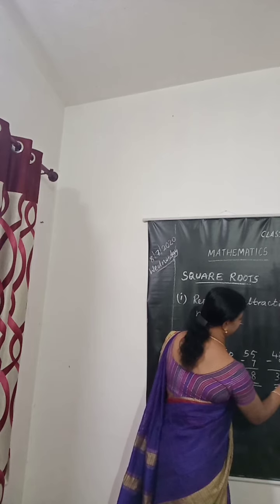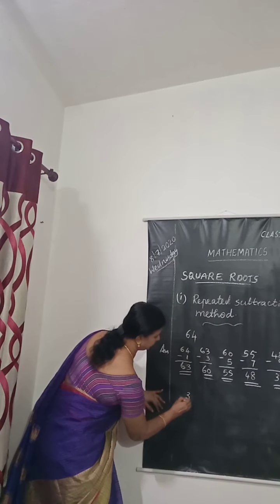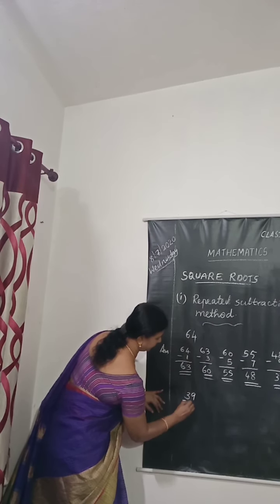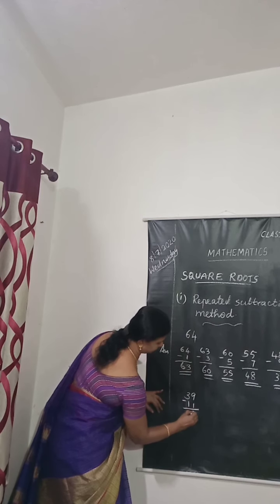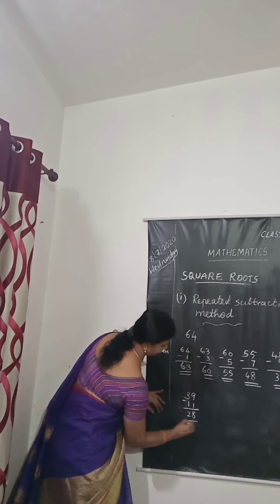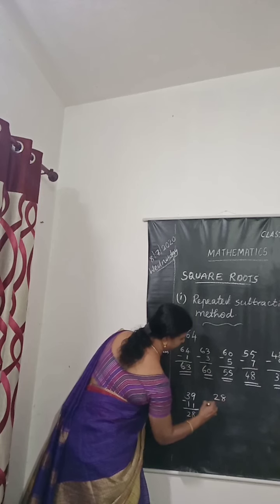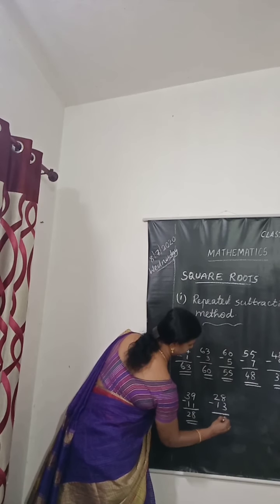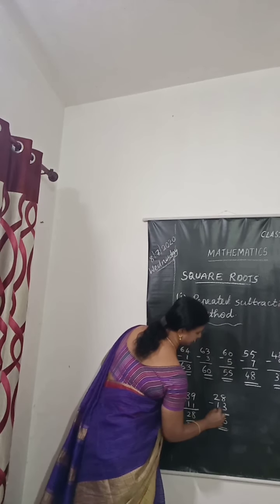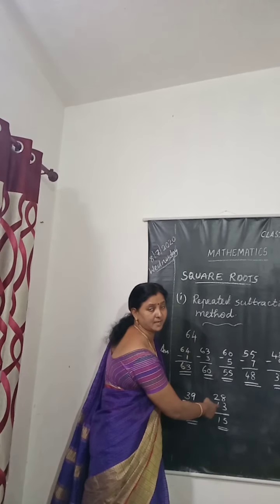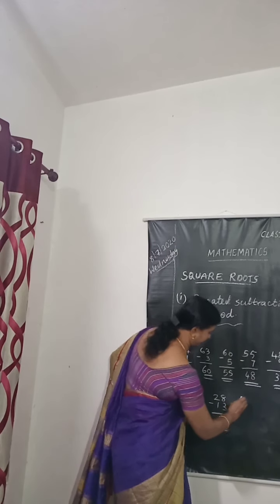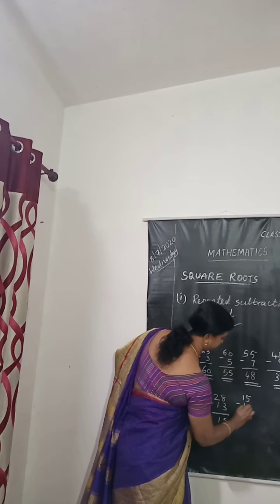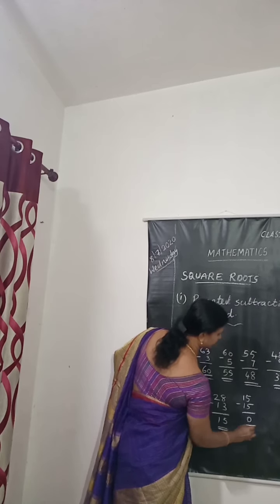39. Next 39 minus 11, it is 28. 28 minus 13, it is 15. So till 13 we have reached. The next odd number is 15. That is 15 minus 15. You are getting 0 as the answer.